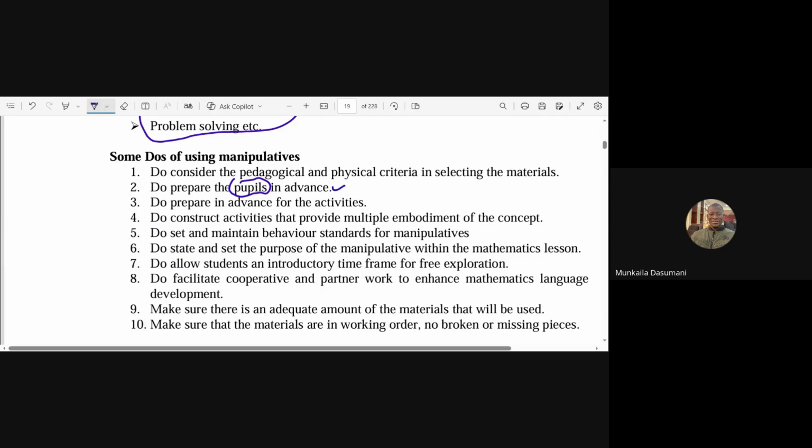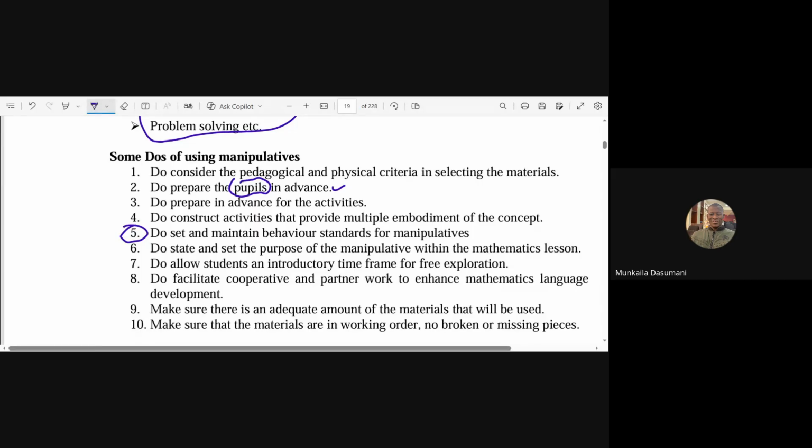And then do set and maintain behavior standards for manipulatives. You know that students are your consumers. If you don't have behavior standards, they can be playing with it and even get themselves hurt or use the whole day playing around it. There must be a behavior standard. You should state and set the purpose of the manipulative within the mathematics lesson. So the students should know: this manipulative we are using today, this is the purpose, and this is what you want to achieve. And once that's achieved, you are done. You move on so that you don't waste time.